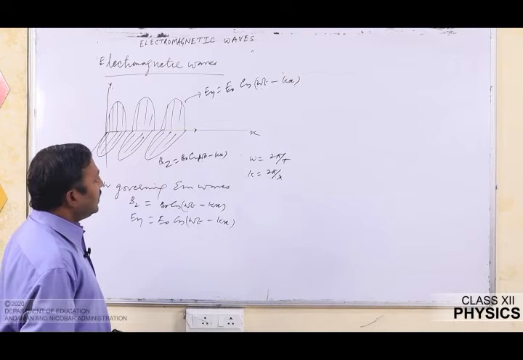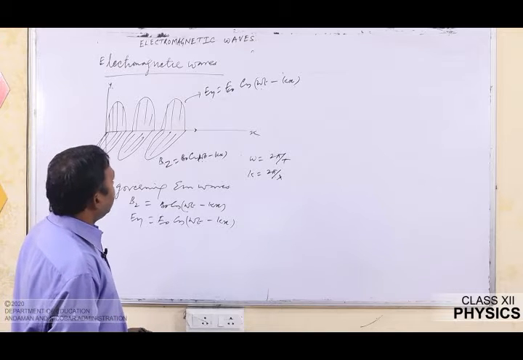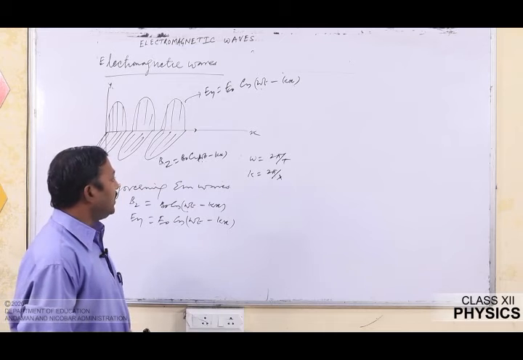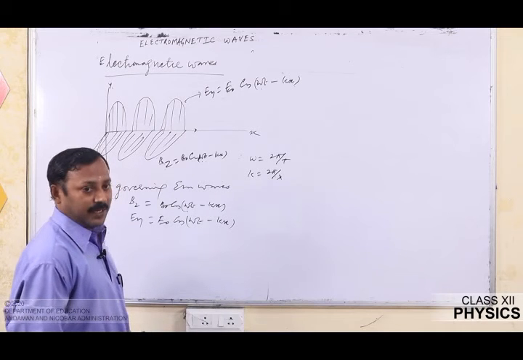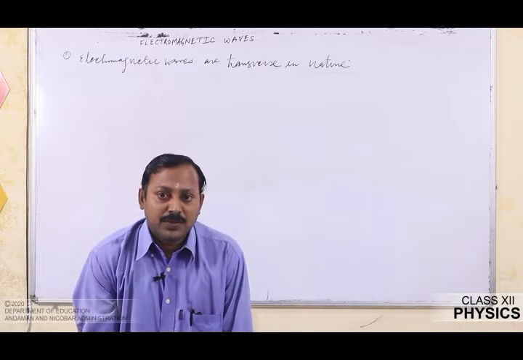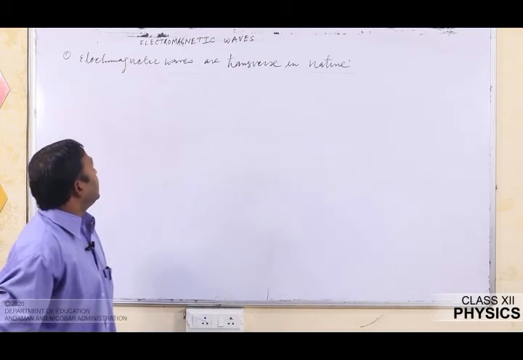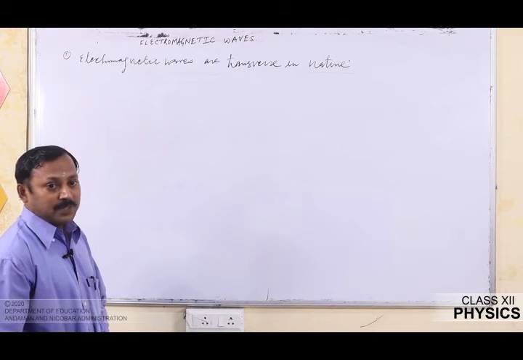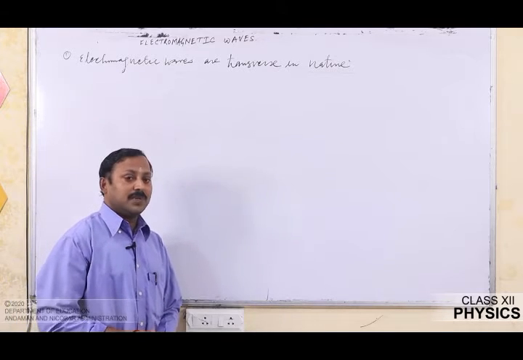Later on, Hertz practically demonstrated the presence of electromagnetic waves that are obtained due to the interaction of oscillating electric as well as magnetic field. Now we will see some of the properties related to electromagnetic waves. Here the first one is that electromagnetic waves are transverse in nature, that is, the electromagnetic wave propagates perpendicular to the direction of the electric field as well as the magnetic field.